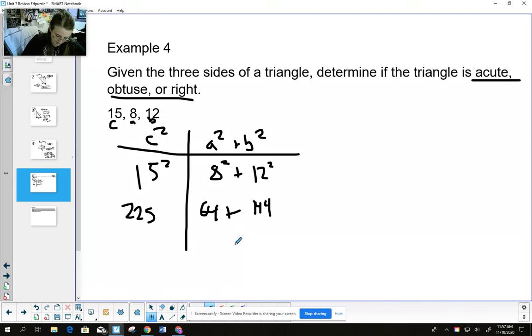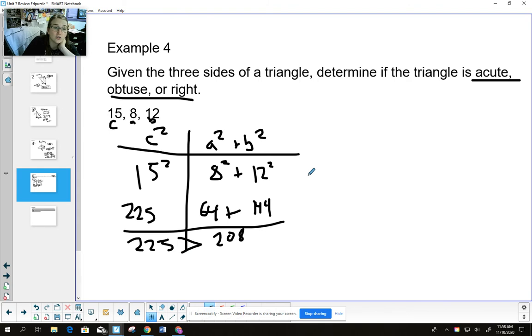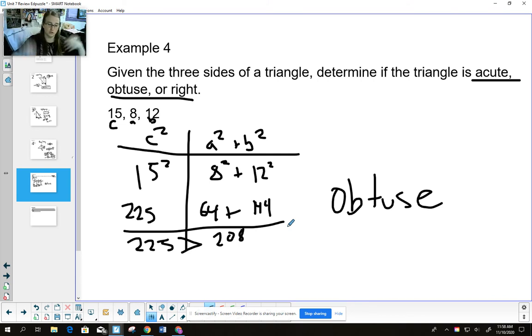I'm going to go ahead and add these together. We get 208. So here's what we have on both sides. So what we need to do now is compare them. This will tell us acute, obtuse, or right. So what do we have? Is this side equal to, less than, or greater than the other side? It's greater than. So your answer should have been obtuse. If c squared is greater, think obtuse. That's the answer. If it was less than, we'd say acute. If it was equal, we'd say right.